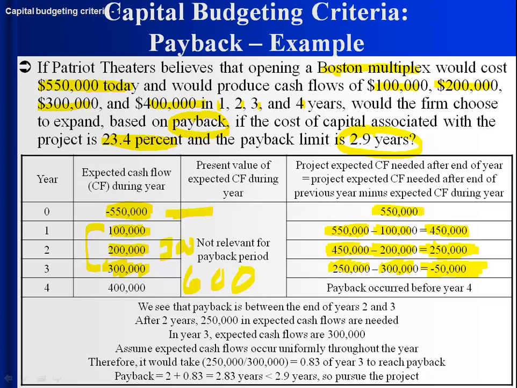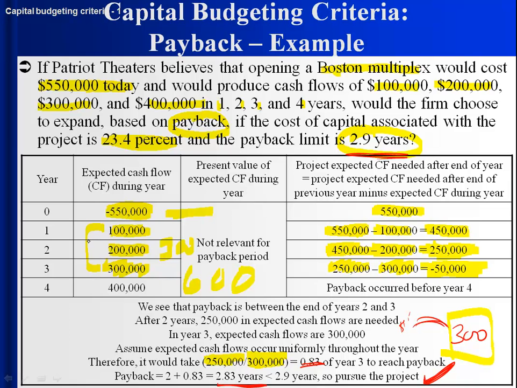So when does payback happen? Well, they need 250,000. In year three, they expect 300. So again, we've got our machine, and so we put in 300,000. 300,000's in our machine, and it's going to spit money out. And how long will it take before it spits out 250? 0.83 of the year. So payback is 2.83 years, which means we get our money back before the limit of 2.9, and so they would accept the project. They would pursue it.